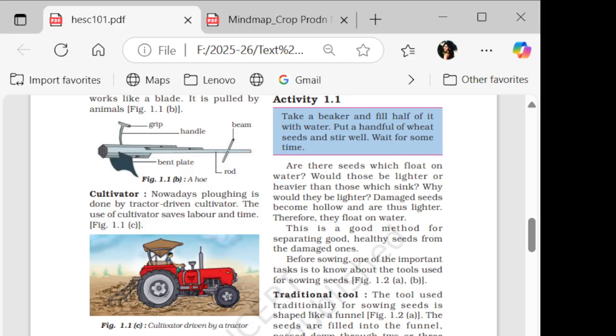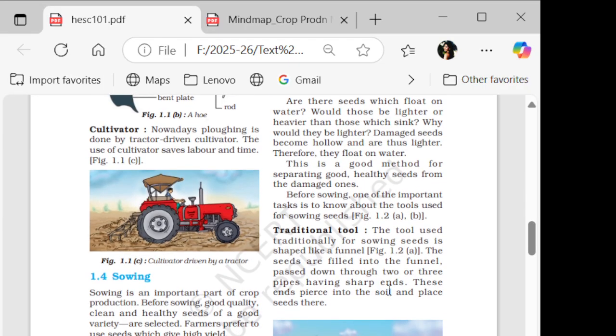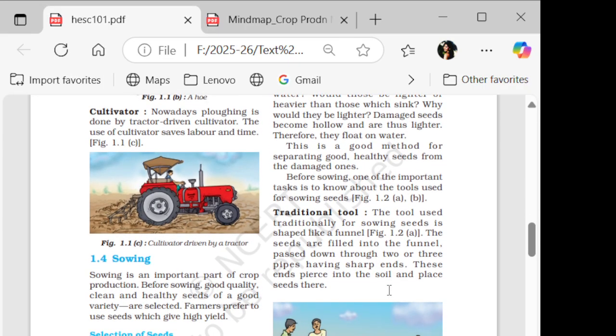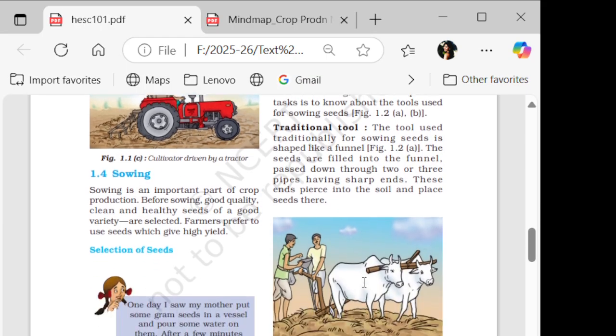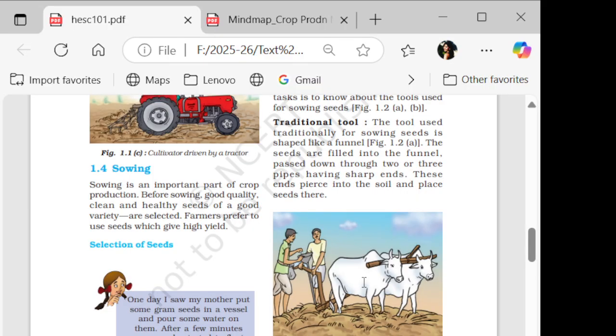Now let's see another traditional tool for sowing the seeds. Next is sowing the seeds. See, in olden days or many years ago, farmers used to take the grains in a bucket, and then they used to throw it using their hand. They used to sow the seeds manually. But nowadays, there is another tool known as a funnel. See, you can see it in the picture. It's a funnel where the farmers drop the seeds, and they fall on the ground.